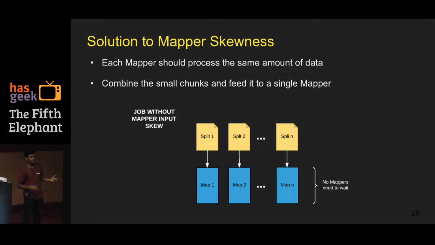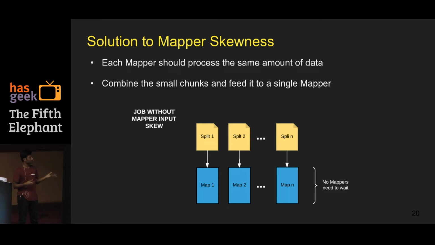So how do you fix this? What you can do is combine all these smaller splits of data and feed them to a single mapper. If you go to Dr. Elephant, it will tell you what specific parameter you can use. I think it's the combined file input size. If you set that, then all the splits will go to a single mapper.